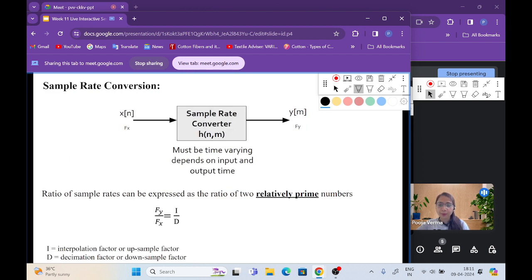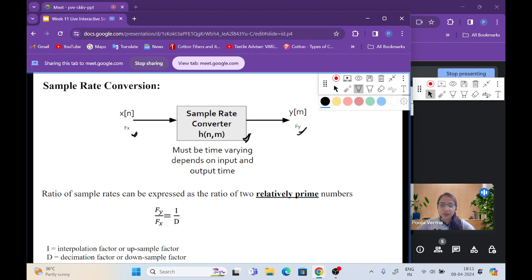So, what is sample rate conversion, and how do we convert the sampling rate? Let x(n) be the input sequence going into the sample rate converter, having the system function h(n, m), and the output of the system is y(m), where Fx is the input sampling frequency and Fy is the output sampling frequency. This sample rate converter must be time varying, depending on input and output time.